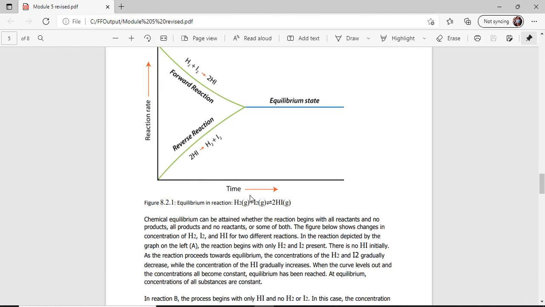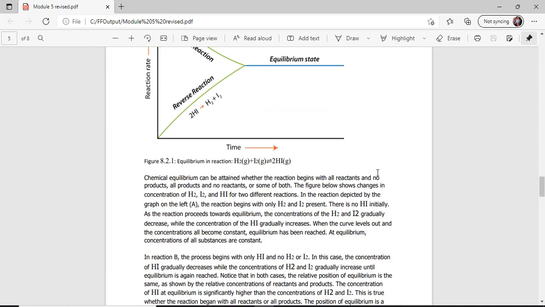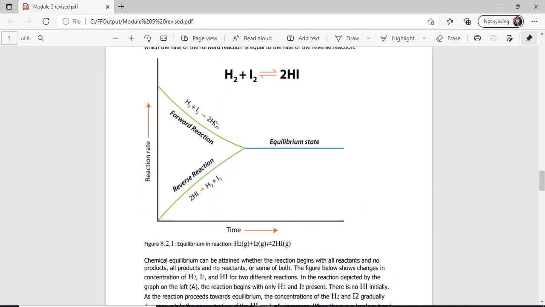Your chemical equilibrium can be attained whether the reaction begins with all reactant and no product. Meaning, if there is only reactant and no product yet, they will combine. If there is already product, it will break down, and then there will be many byproducts, and then they will mix again. Everything combines, then breaks down, and so on and so forth in a reverse cycle, until it reaches an equilibrium state.